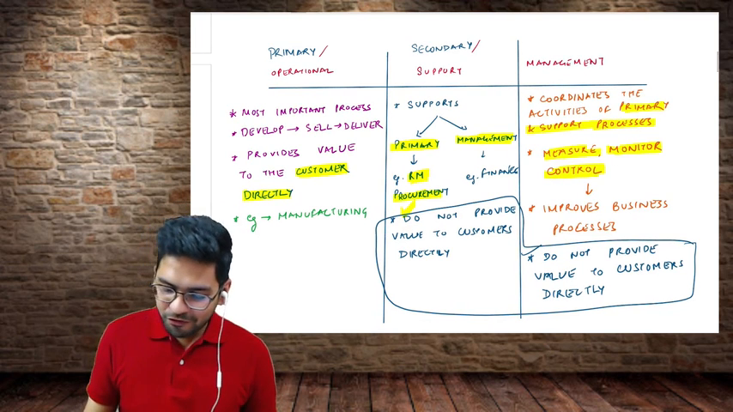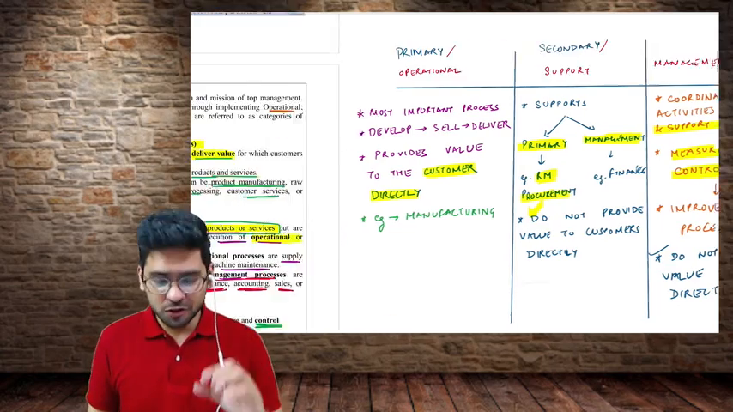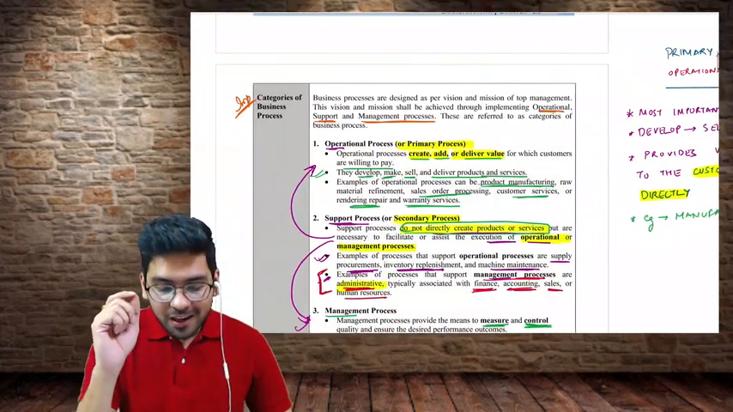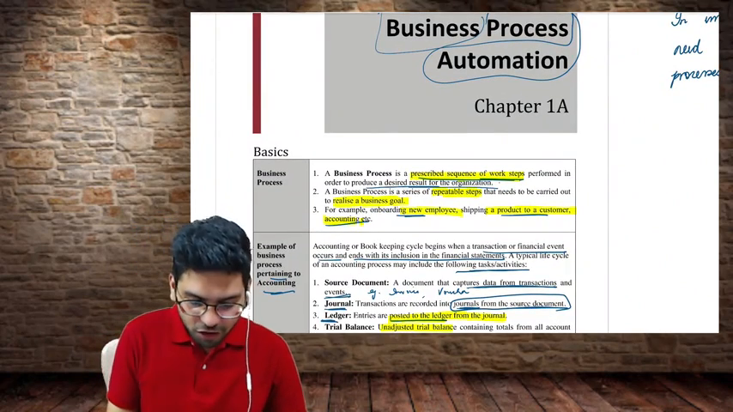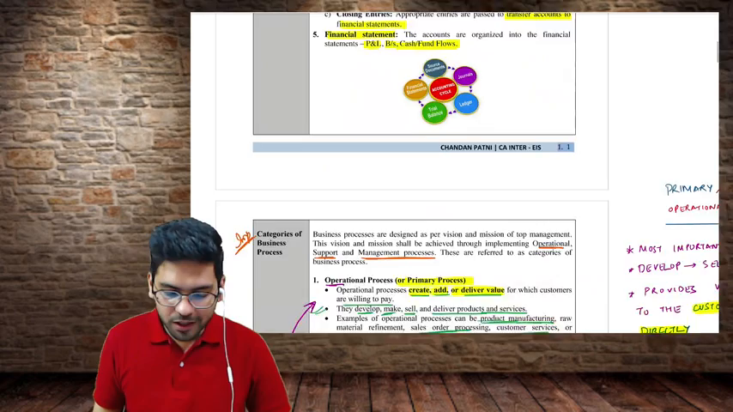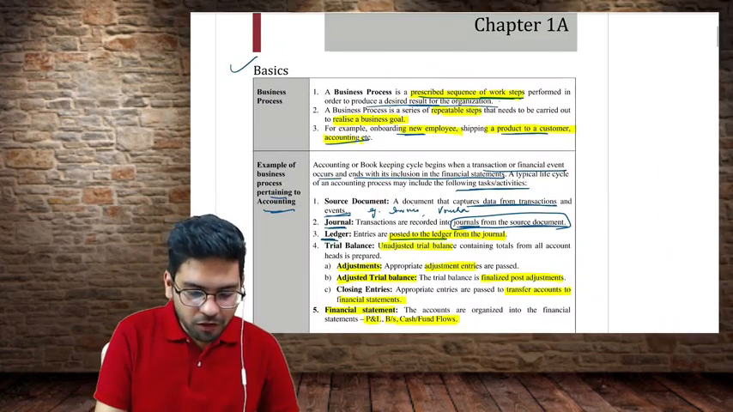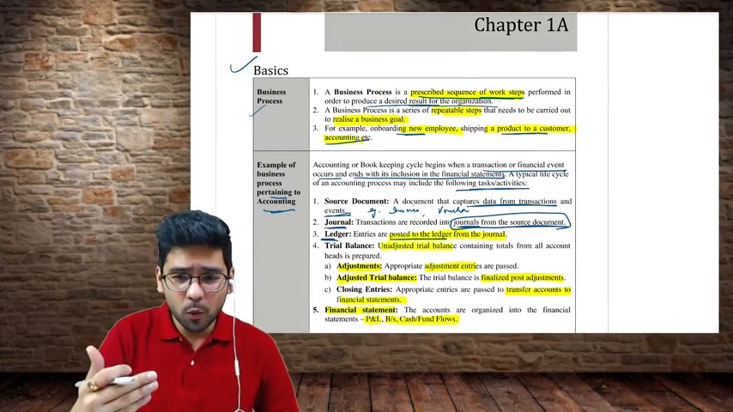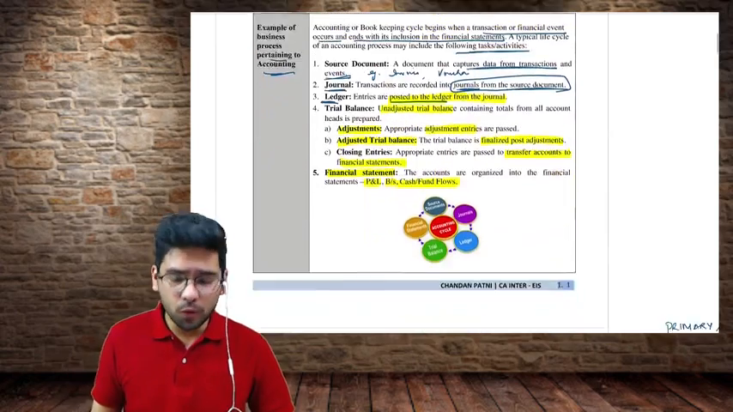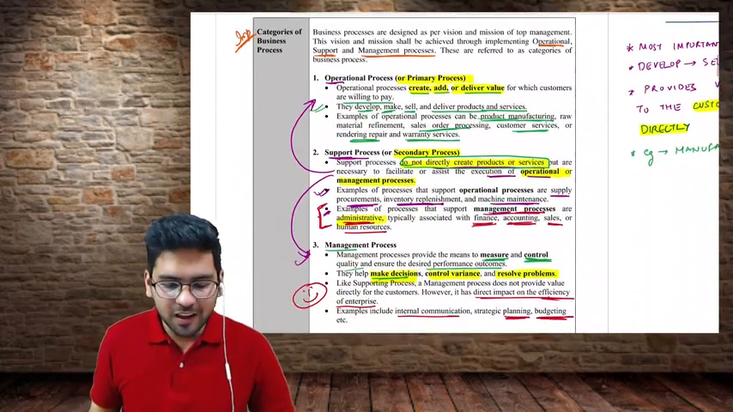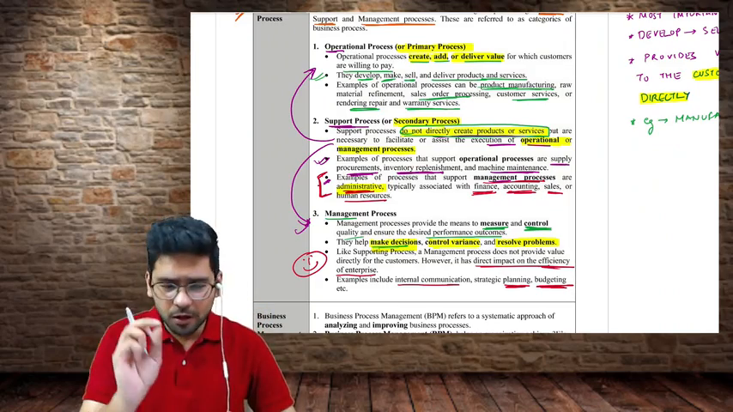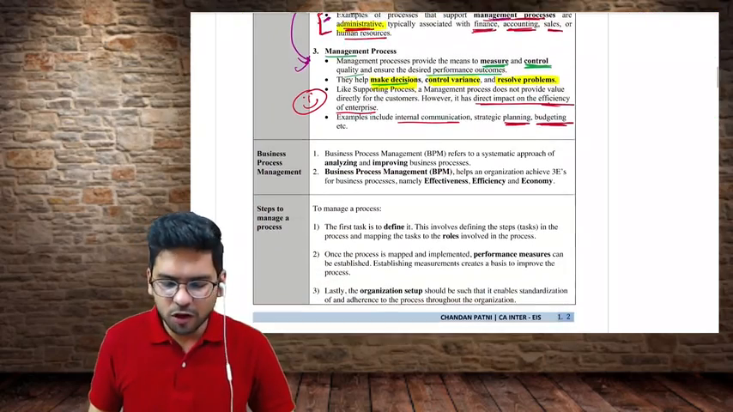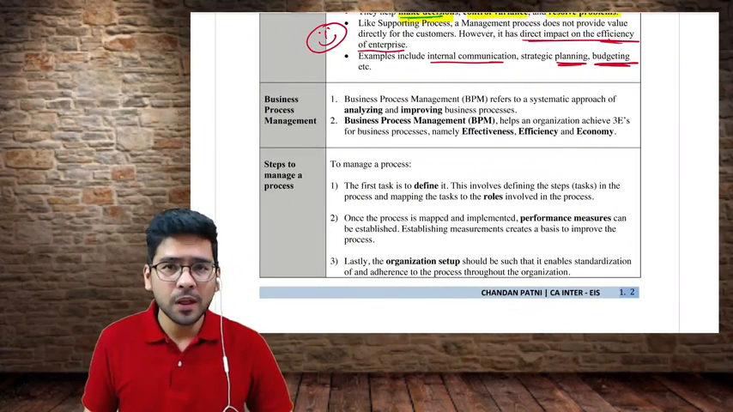So we have just covered three different types of processes. Now, under the basics portion of business, we are still studying the basics of our business processes. Under the basics portion, we have covered the definition of business process. We have covered one example of accounting, and then we have covered categories of business process. We have just one small topic left with respect to the basics of business process. So let us understand the point.